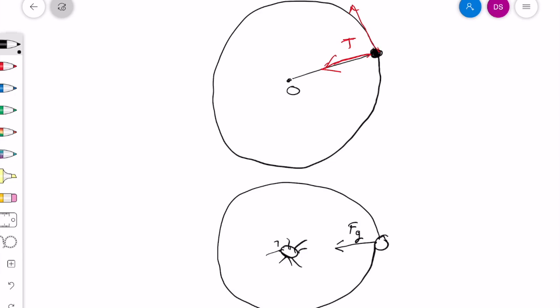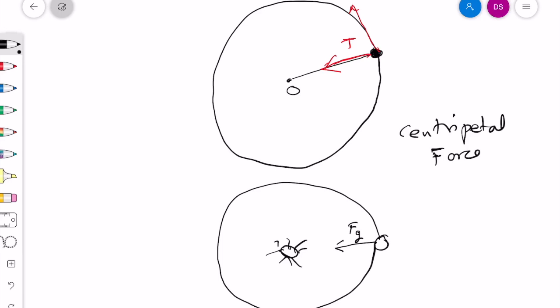So this force which points towards the center of the circle is called the centripetal force. The word centripetal literally means center seeking in Latin. That's why it's called centripetal, because this force always points towards the center of the circle.